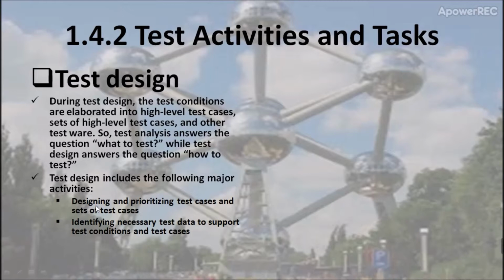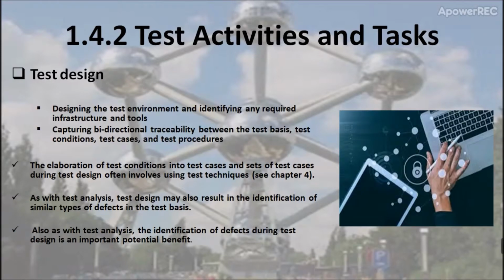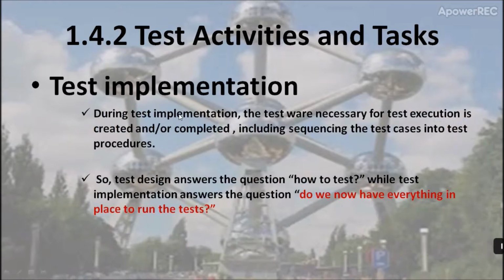So we design and prioritize the test cases. We identify the test data that we need to support the test cases. We design the test environment and the tools. We also capture bidirectional traceability. From the test condition, we can use test techniques. Also in test design, we may find some defects in the test basis and we should identify and report them. Then we have test implementation.